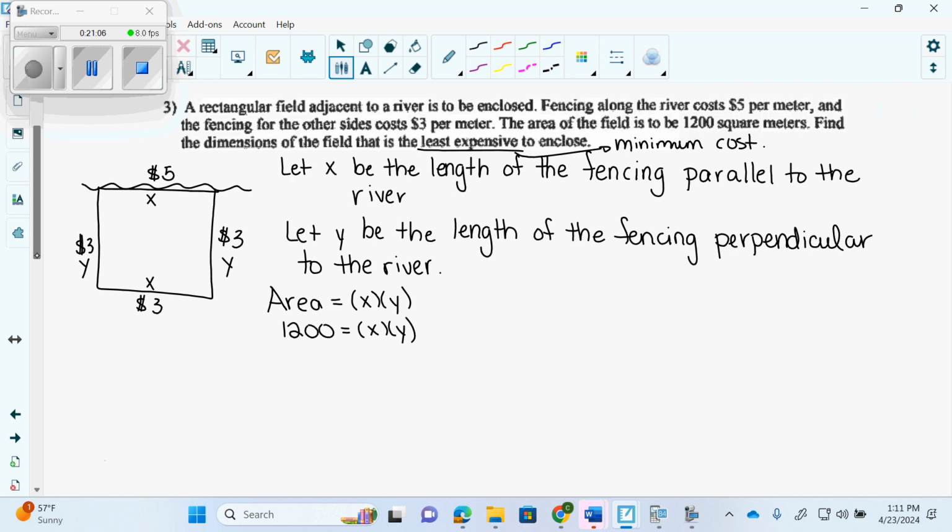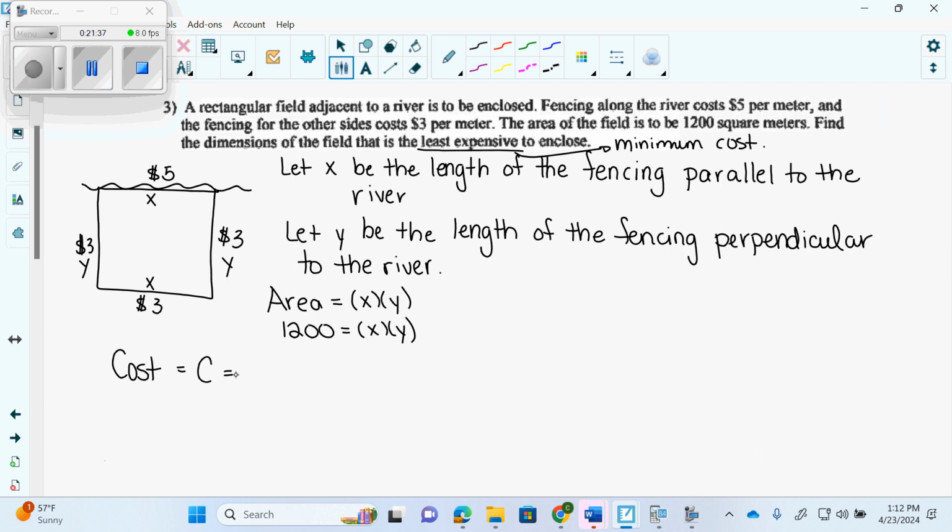Minimum cost. If it's minimum area, I need to get the area formula, find the first derivative of it, to get the critical numbers. If it's minimum perimeter, or maximum perimeter, I take the perimeter formula, and then derive it, and then take the critical numbers, okay? So this one says minimum cost. So I need a cost formula. So the cost, I'm just going to label it C. Okay. I need to make a cost formula.